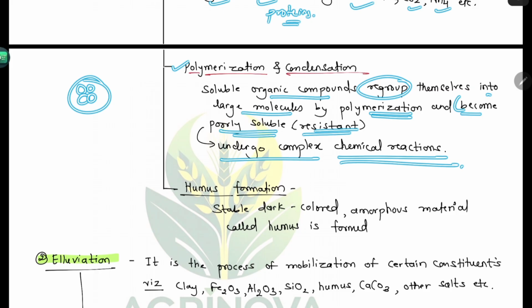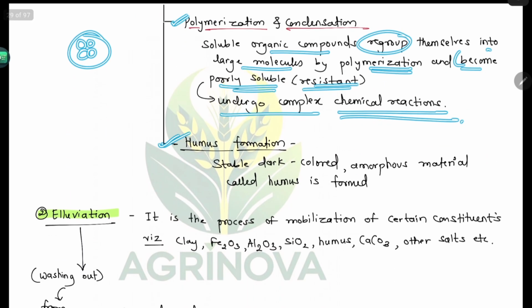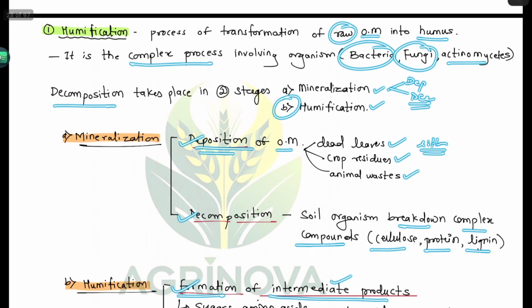Then next, humus formation. So in humification, first formation of intermediate product, polymerization and condensation, and then the last stage is humus formation. So what do you mean by humus? It is just a dark stable compound which is a colored amorphous material, which refers to humus. So we have seen the first, that is humification, meaning transformation of organic matter into humus.